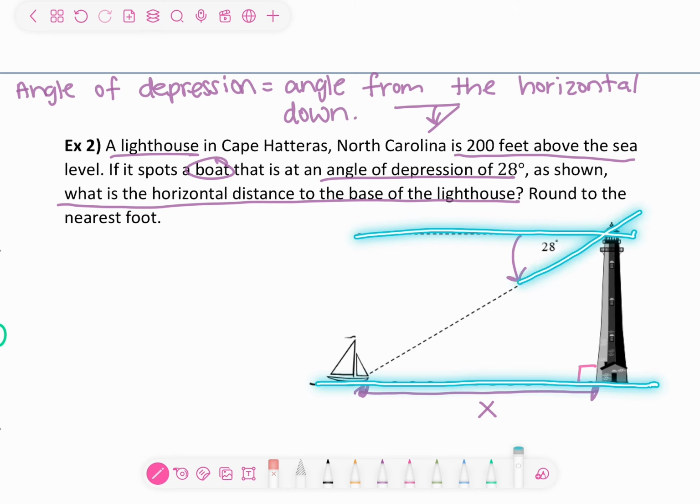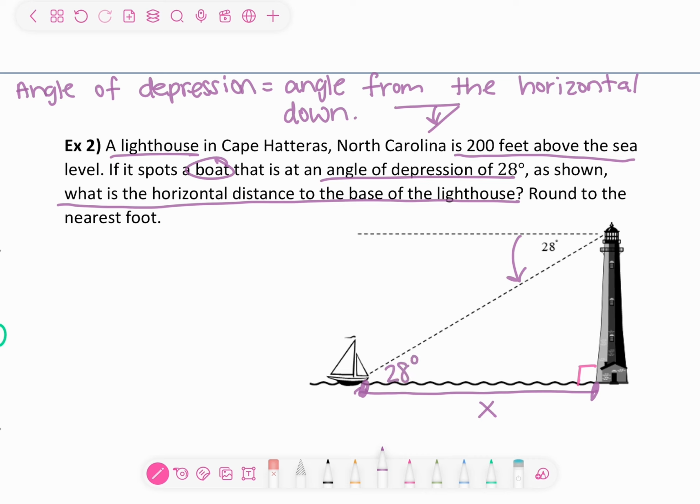So if we think back to when we did transversals, we know that this 28-degree angle is one of the interior angles, and the alternate interior angle to it would be down here by the boat, but inside of the triangle. So those are both going to be the same. So anytime you have an angle of depression, if it's not already in a triangle, you can actually put it into the triangle using alternate interior angles. Okay, so we can put the 28 degrees here as well, same as this one, and that's because of alternate interior angles. Okay, perfect. So now we have the 28 degrees in there.